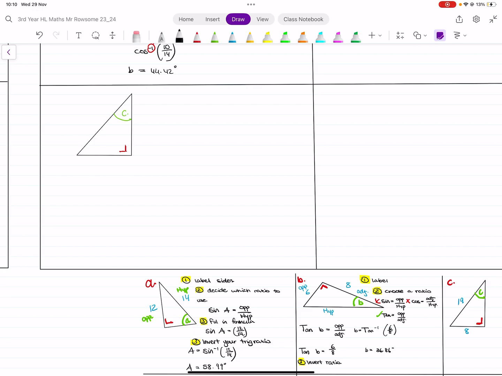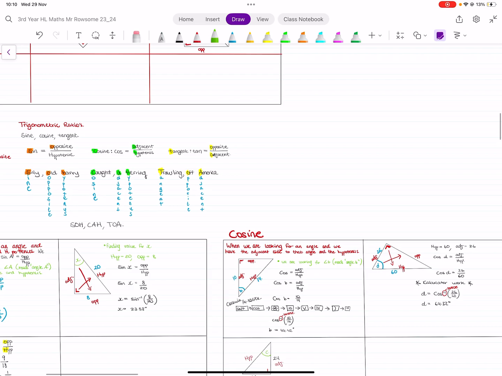Okay, so again we label all our angles. First thing we do, so opposite the 90 degree angle is hypotenuse, opposite your angle is opposite, and adjacent is the other one. Okay, so we don't have hypotenuse, so we can't. We'll go back up here again, look at our ratios.